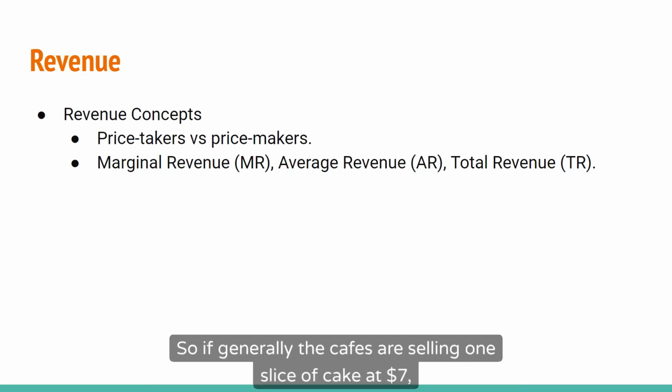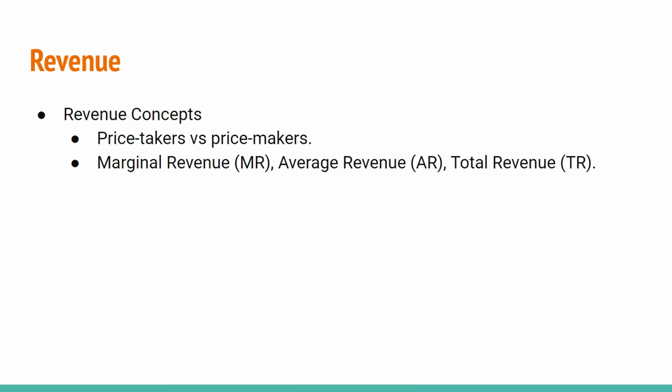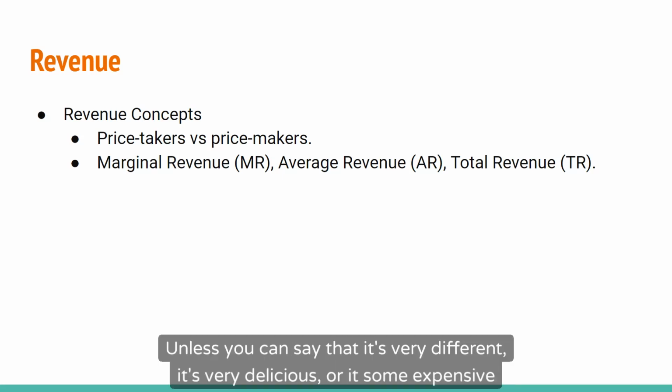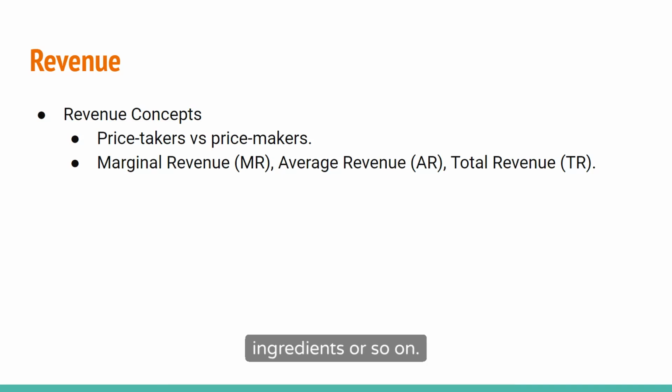So if generally the cafes are selling one slice of cake at $7, it will be a bit difficult to justify charging $20 for one slice of cake in your cafe, unless you can say that it's very different, it's very delicious, or it has some expensive ingredients and so on.